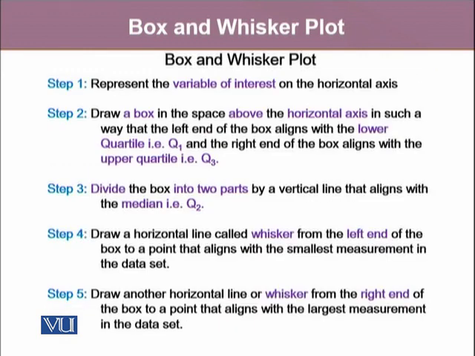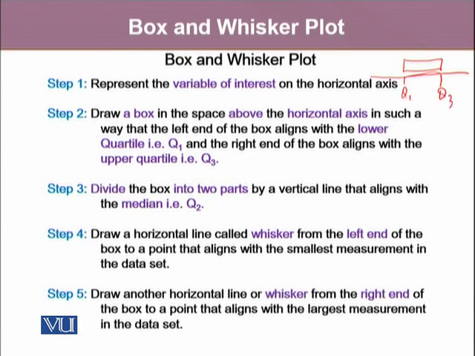Here are a few steps for the construction of a Box-and-Whisker plot. The very first step, we represent the variable of interest on the horizontal axis, though it's not a rule that it should always be on the horizontal axis. It could be the vertical axis as well. In step 2, we draw a box in the space above the horizontal axis in such a way that the left end of the box aligns with the lower quartile and the right end aligns with the upper quartile.